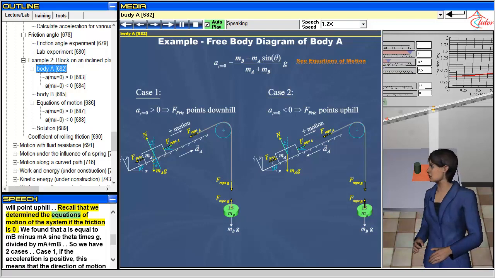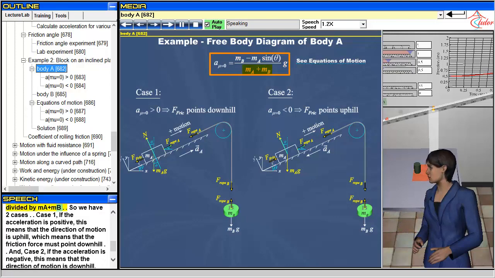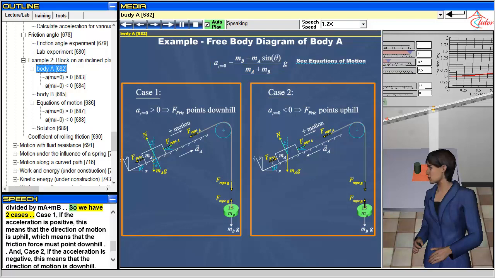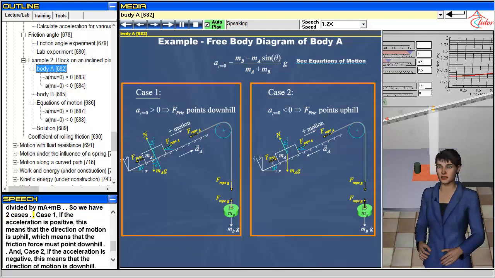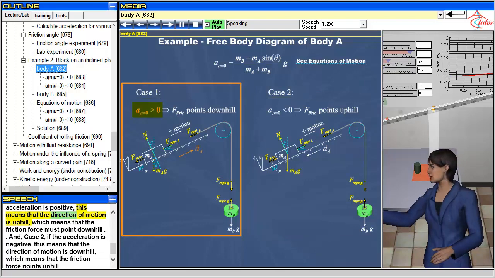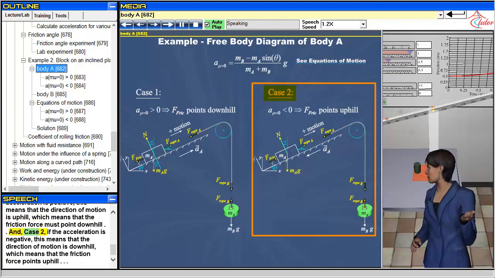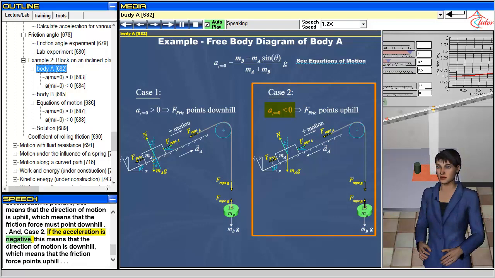Recall that we determined the equations of motion of the system if the friction is zero. We found that a is equal to (mb minus ma sine theta) times g divided by (ma plus mb). So we have two cases. Case 1. If the acceleration is positive, this means that the direction of motion is uphill, which means that the friction force must point downhill. And, case 2. If the acceleration is negative, this means that the direction of motion is downhill, which means that the friction force points uphill.